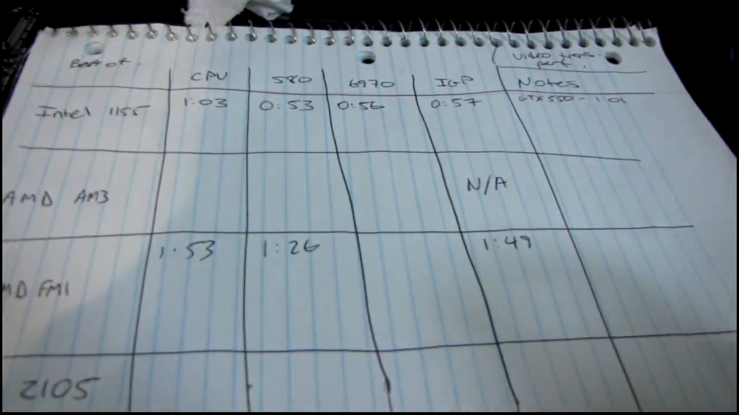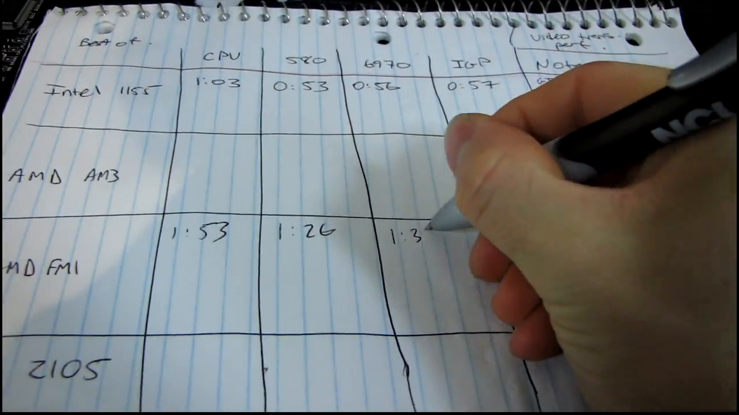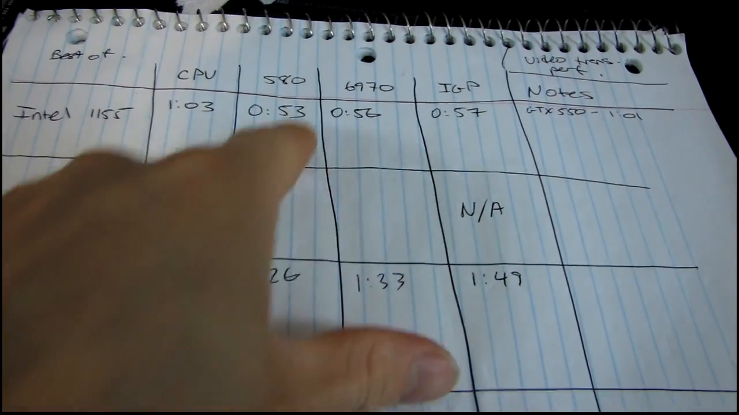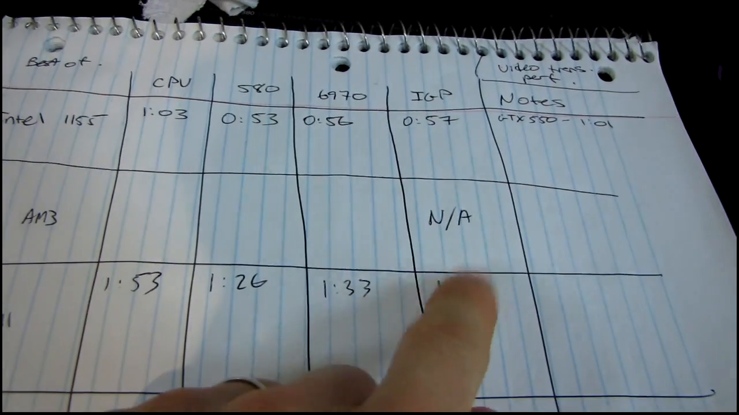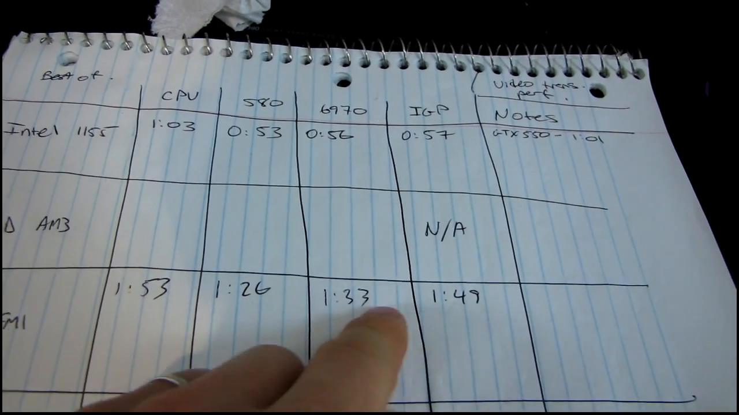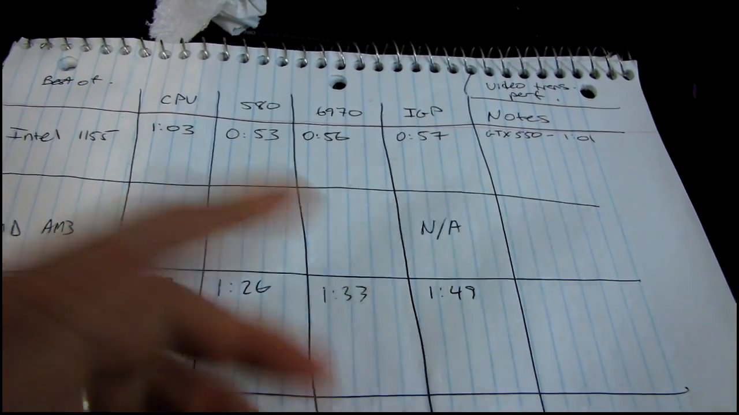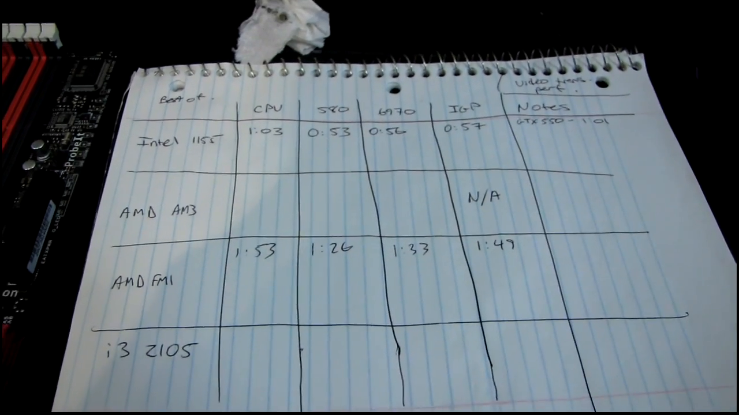So here we go, we've got our result for the 6970. Here it is, 133. You can see the 6970 once again doesn't perform quite as well as the 580, but it's close. And then the IGP trails significantly behind those two, being substantially slower.